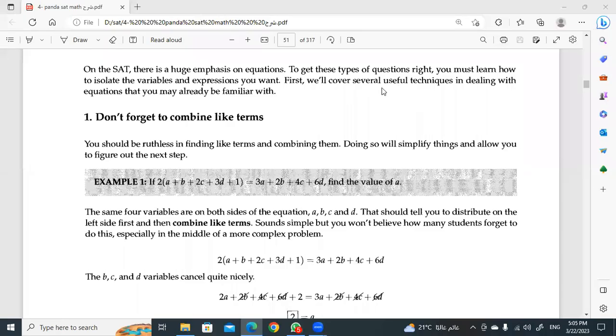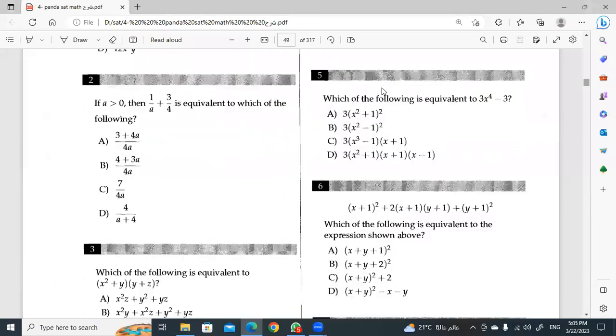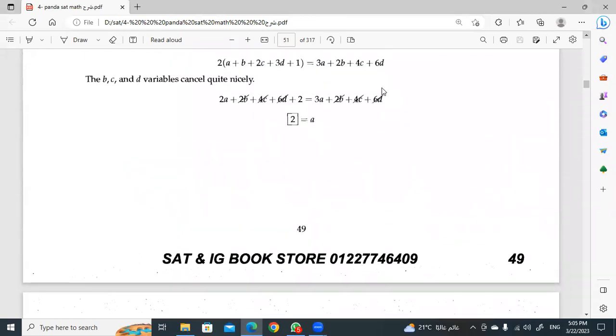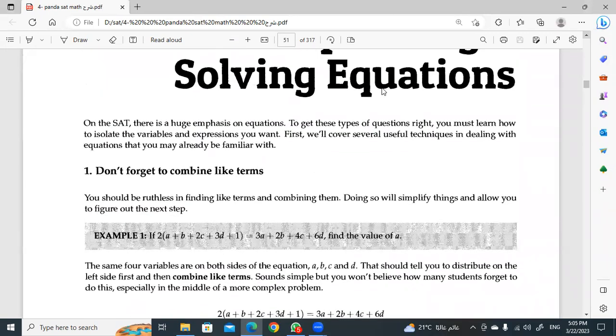Hi. Today it will be an easy lesson. It's very easy, okay? The main idea here is how to isolate. So in example 1 here, if all of this is equal to all of this, find the value of a.